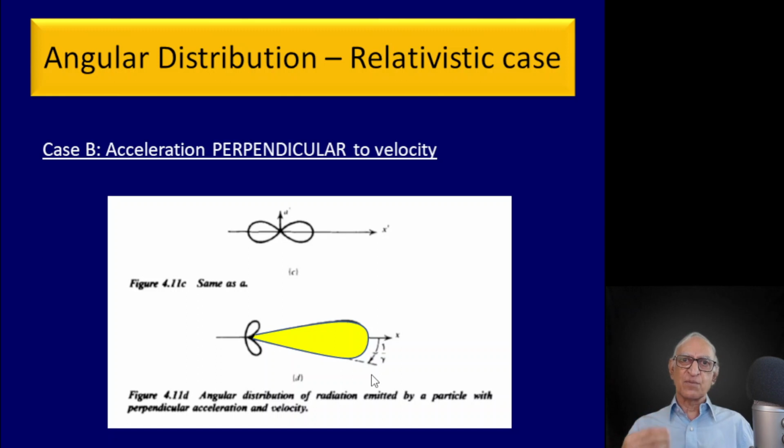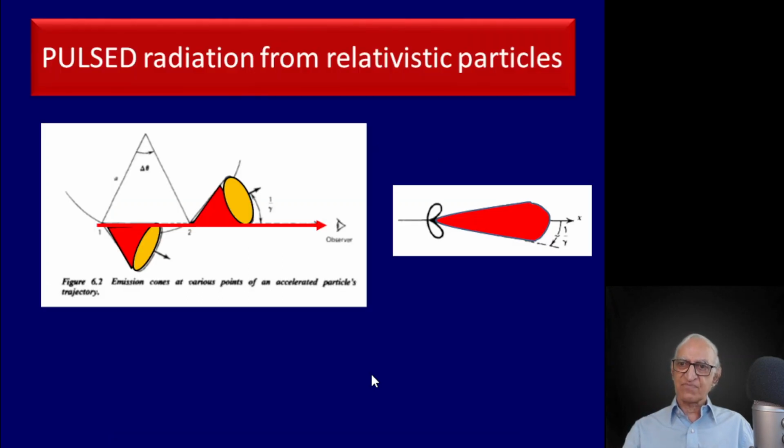So the important thing to appreciate is that because of special relativistic aberration, the radiation is primarily in the forward direction in a small cone whose opening angle is 1 over gamma, where gamma is the Lorentz factor, 1 over square root of 1 minus v squared by c squared.